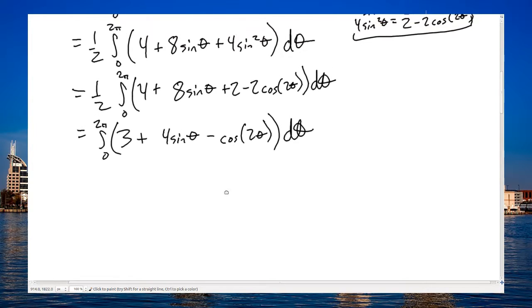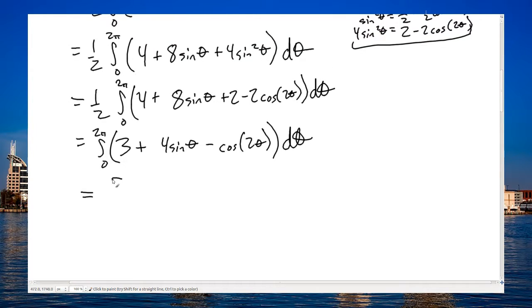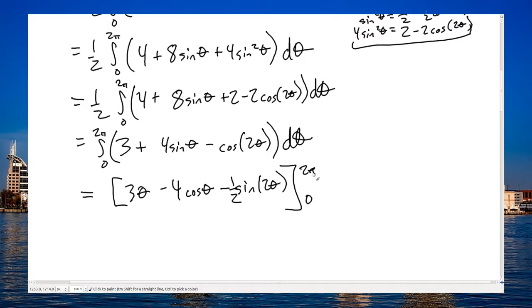All right. Finally, something I can integrate. This integrates into 3 theta minus 4 cosine of theta minus sine of 2 theta, but I need a 1/2. And I could do substitution to figure that out, but honestly, I just think about this going backwards.